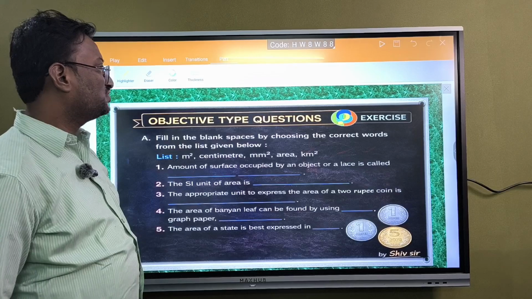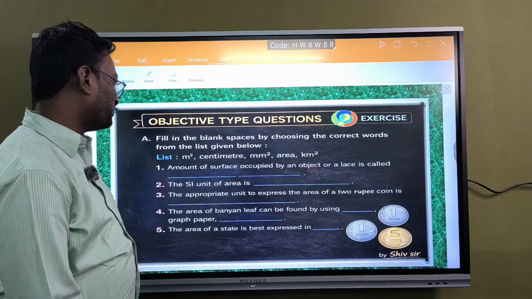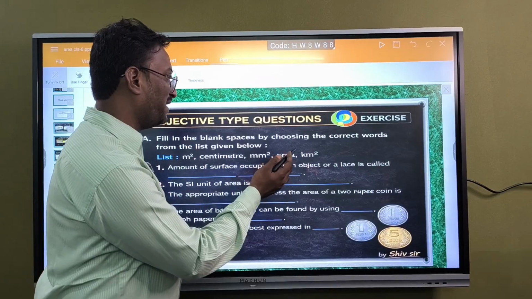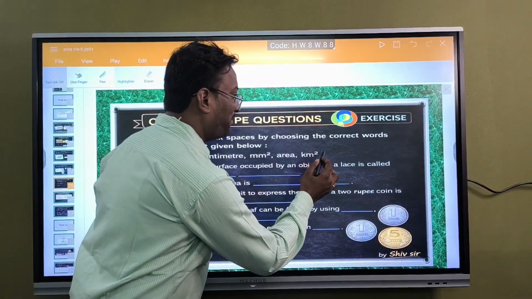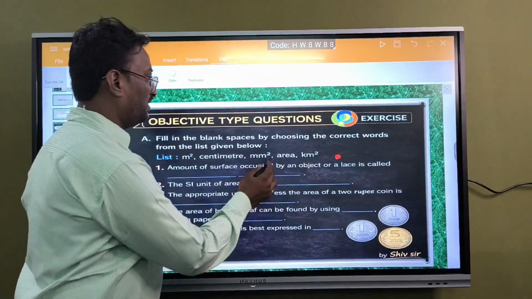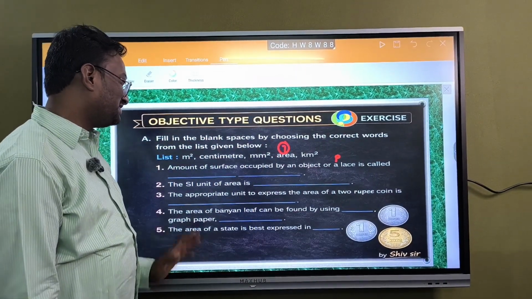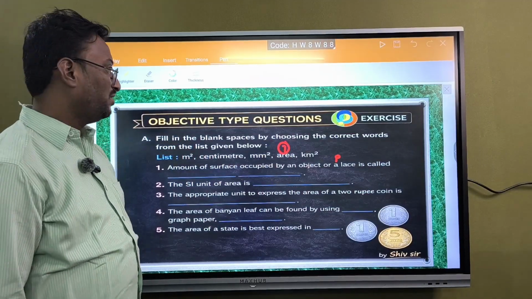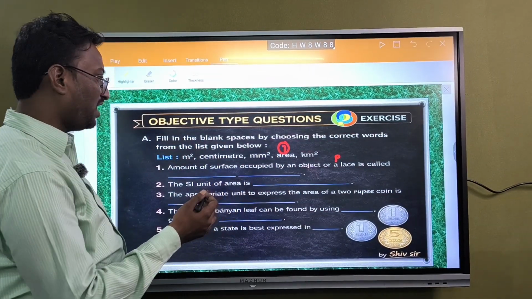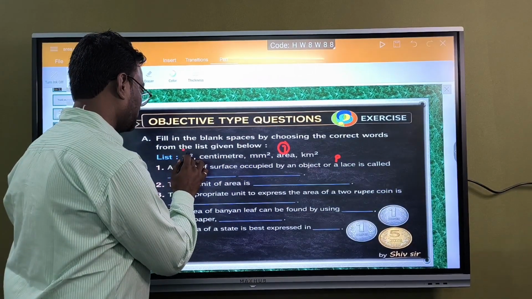Right, the next one is the objective questions. You have a few objective questions. In that, the first one: the amount of surface occupied by an object or a place is called, what is that? Area. This is question number 1. The SI unit of area is dash. SI unit of area. Area will be meter square, square meters.